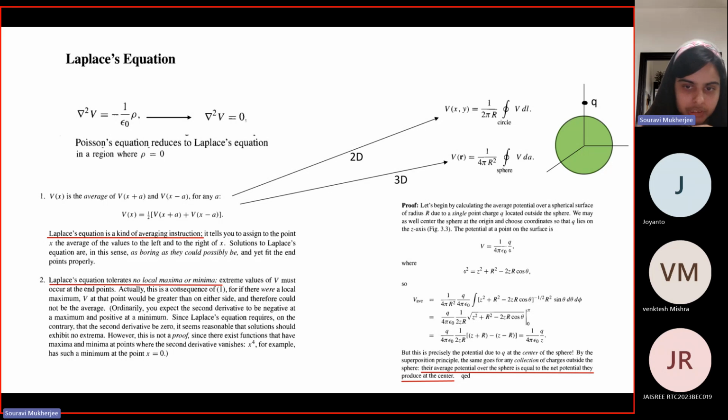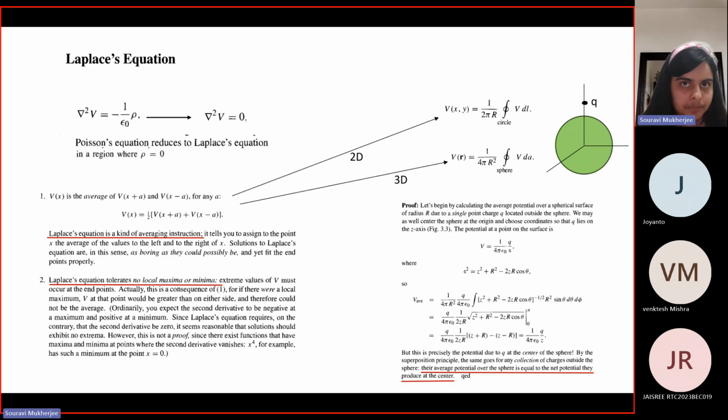It cannot be the average of its neighboring points and also be a maximum. So this is already telling you that the Laplace equation does not allow any maxima or minima. That means in a region where there are no charges, if you have some surface enclosing a region where there is no charge, the Laplace equation holds, right? And there can be no maxima or minima of the electric potential. Whatever maxima or minima exist should exist on the surface, on the extreme points.